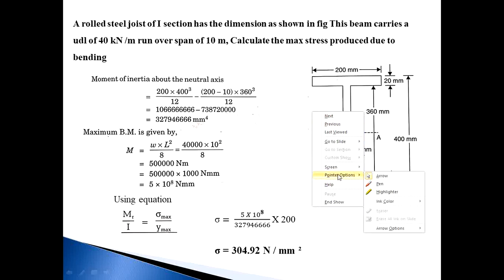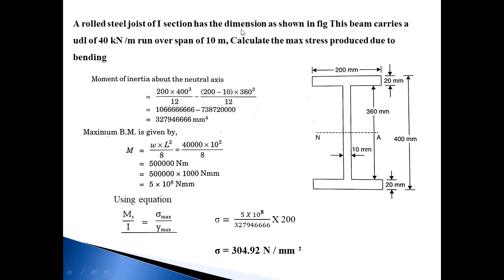In this problem, the section is an I section and the dimensions are like this. The overall depth of this I section is 400 mm, the width of the flange is 200 mm and the depth of the flange is 20 mm, and the section is symmetrical. So the top flange and bottom flange have the same dimensions. Then a UDL of 40 kN per meter over a span of 10 meters.